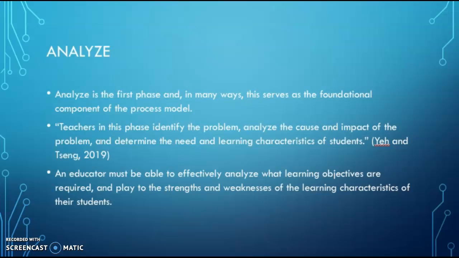Teachers in this phase identify the problem, analyze the cause and impact of the problem, and determine the need and learning characteristics of students. An educator must be able to effectively analyze what learning objectives are required and play to the strengths and weaknesses of the learning characteristics of their students.